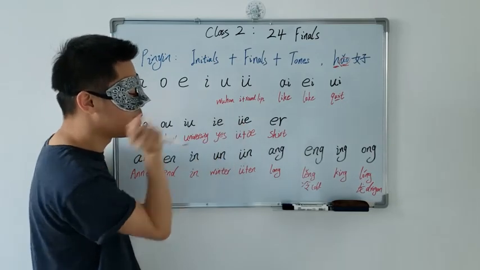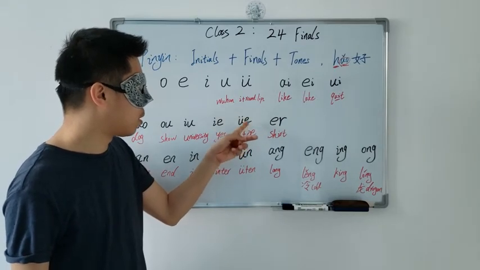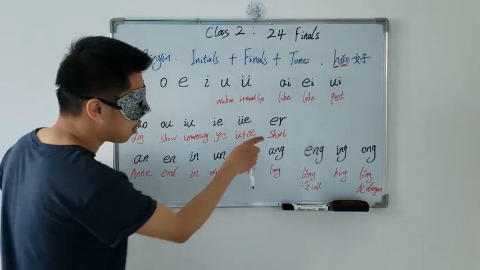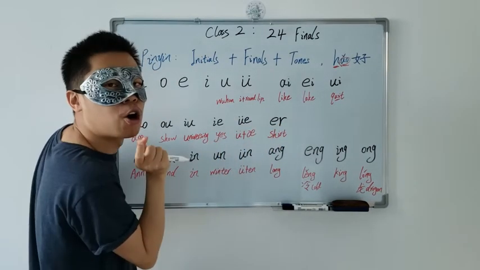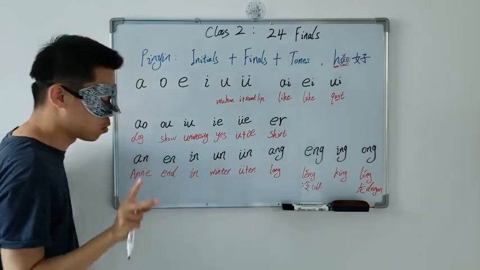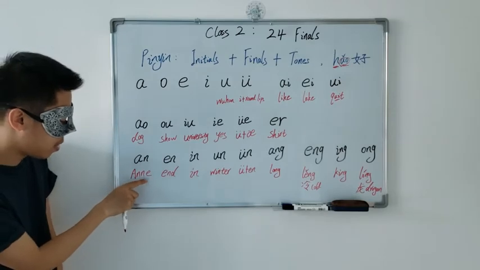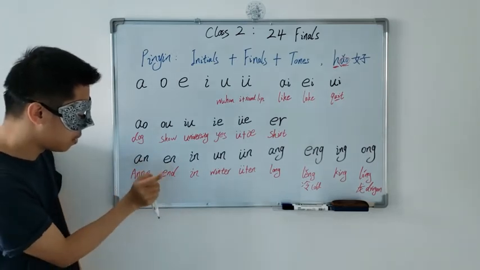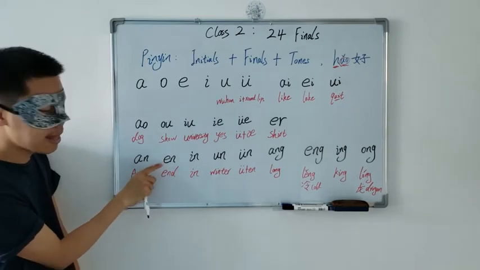So this is the final's pronunciation. Okay, the next one is R, like shirt, shirt, slightly not strong. The next one is easy, like the English name. Okay. The next one is easy. This combined final is pronounced like end.